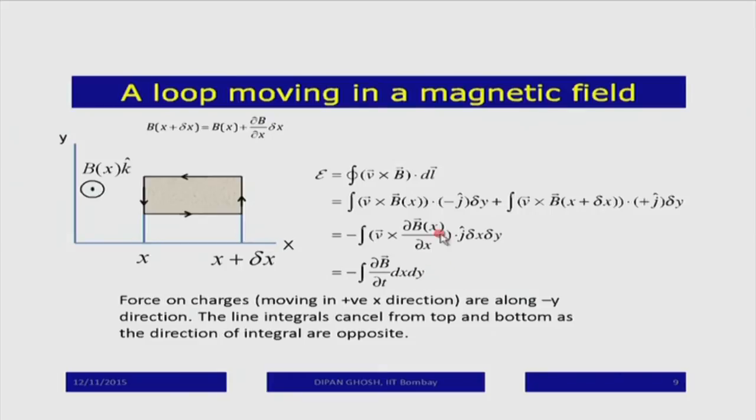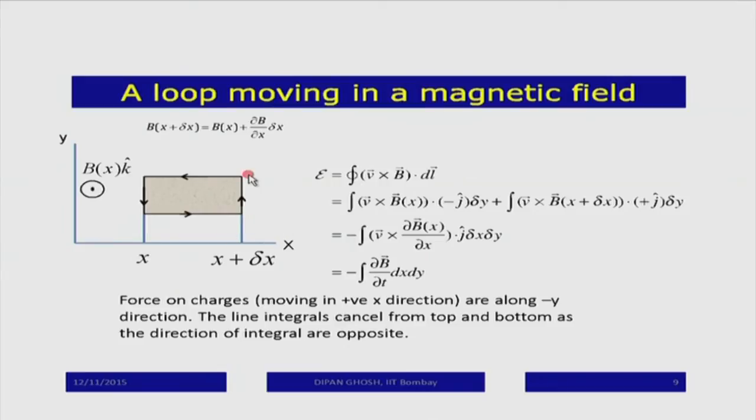So therefore, what I have got now is V cross dB by dx dot delta x delta y. So this is nothing but your dou B by dou t, dx by dt, because there is a velocity here. This velocity is along the x direction. So I have dx by dt, dx will go away, and I will be left with dou B by dou t. So therefore, the line integral cancels from the top and the bottom side.